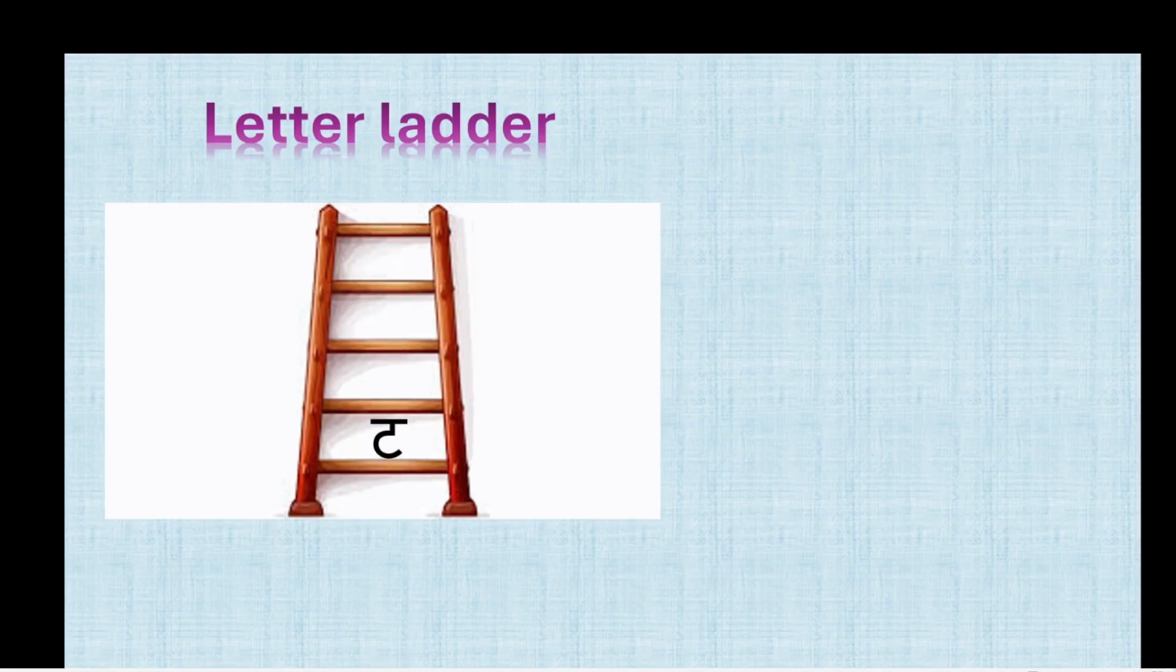Th, Th, Dh, Dh, Na. Faster. Th, Th, Dh, Dh, Na. Cool. Now the fourth row.